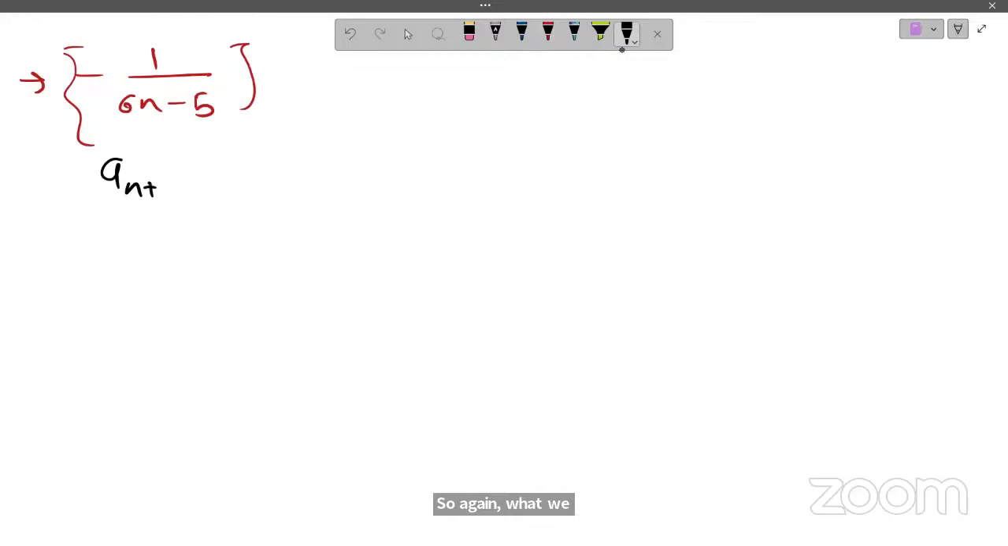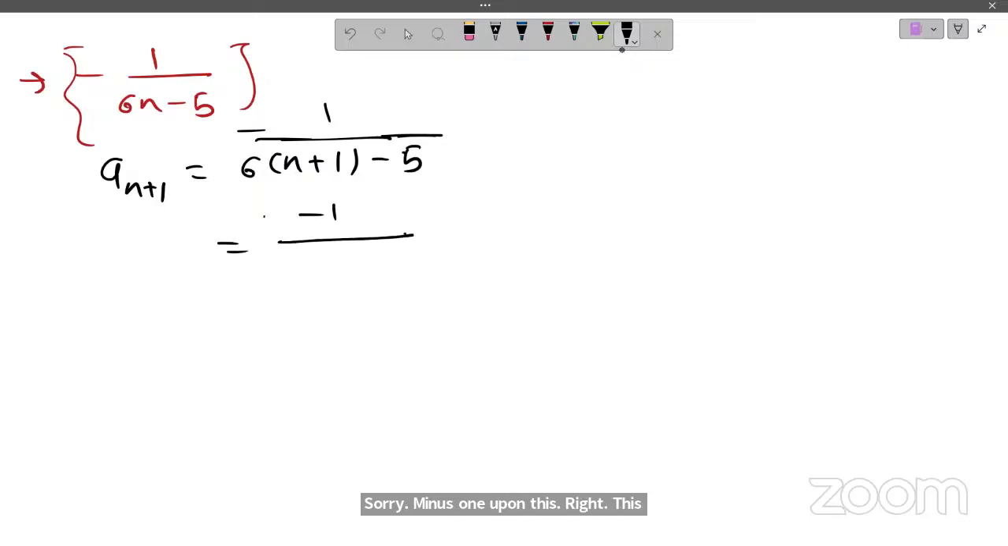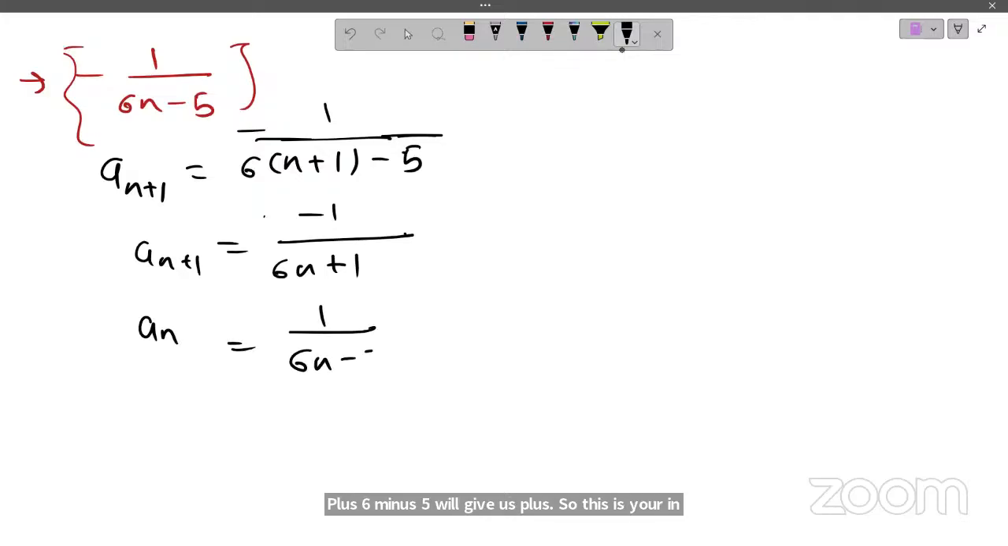So what is an plus 1 here? So an plus 1 is 6 into n plus 1 minus 5, right? Minus 1 upon this thing. This is the same as minus 1 upon 6n plus 6 minus 5. So plus 6 minus 5 will give us plus 1. So this is your an plus 1. Now what is your an? So an is 1 upon 6n minus 5.